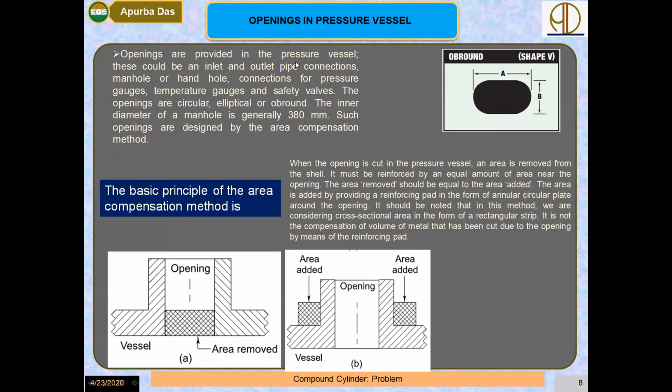So opening of a pressure vessel is very much required because you need to give some inlet or take out some outlet from the connection, like a manhole or other connection, temperature gauge, pressure gauge, safety valve. So these are the openings.